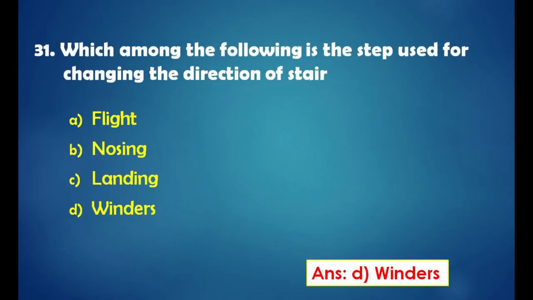Which among the following is the step used for changing the direction of a stair? A. Flight, B. Nosing, C. Landing, D. Winders. The answer is the step used for changing the direction of stair is the winders.